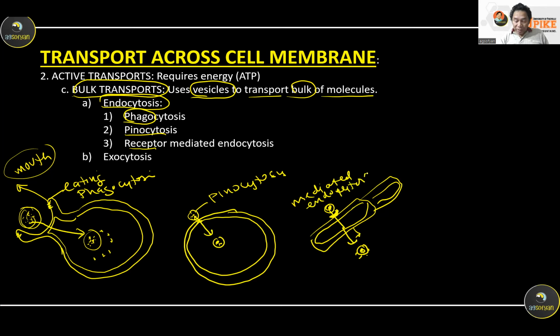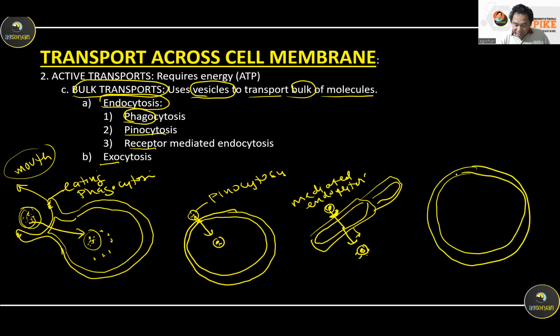Now the last one, exocytosis, is very simple. Let's say this is the cell, and remember the Golgi apparatus produces a hormone. That hormone is carried by a vesicle, which fuses with the cell membrane and finally releases from the cell, going to its destination. This is what we call exocytosis. So these are the types of transport across the cell membrane.